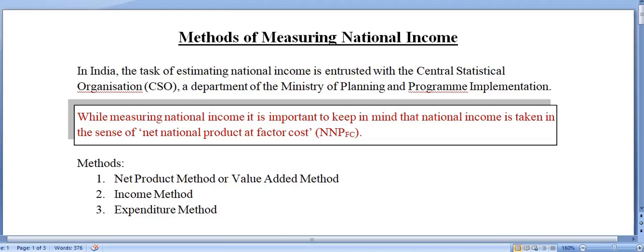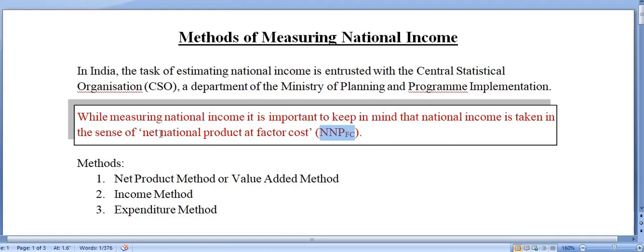In India, the task of estimating national income is entrusted to the Central Statistical Organization, that is called CSO. It's a department of the Ministry of Planning and Program Implementation. And it's to be noted that whenever you calculate national income, it is always calculated as NNPFC. Remember, GDP is not national income. GDP is not national income. Remember.